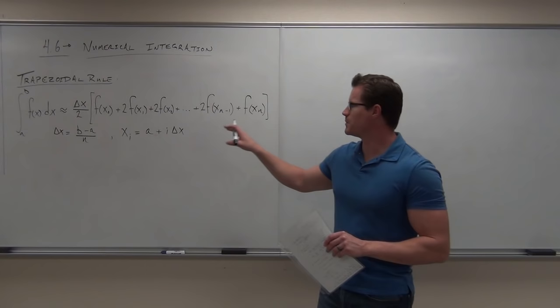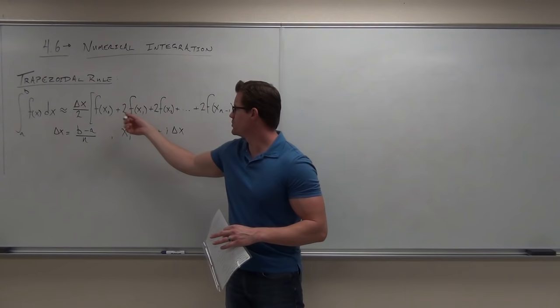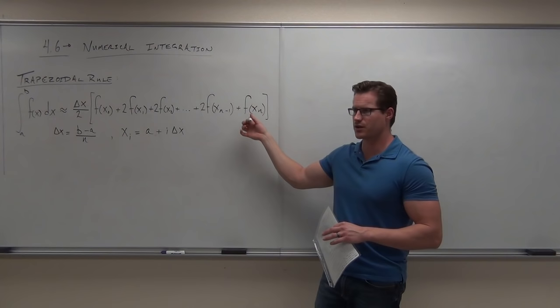I'm going to show you how to do it. Just make sure you write it down correctly, okay? There's no 2 in front of this first term. There's a 2 in front of every other term that you have until you get to the very, very last one. And then there's not a 2 there. Quick heads up, you're okay with that so far?